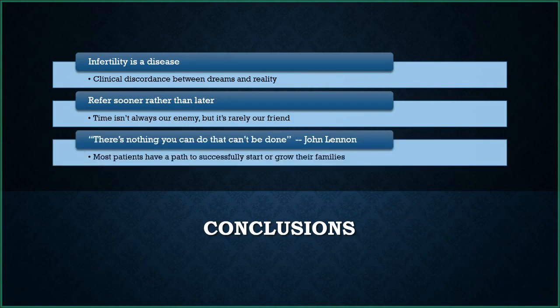And then I'll just close with a favorite John Lennon quote, "There's nothing you can do that can't be done." I think that's a good mantra to have in this field. For most of our patients, there is a path to successful pregnancy. There may be some rules that have to be broken, and a lot of times that may challenge patients on an ethical front, on a moral front, financially, but for most patients, depending on how aggressive they're willing to pursue these goals, there should be a way to help them grow their family.